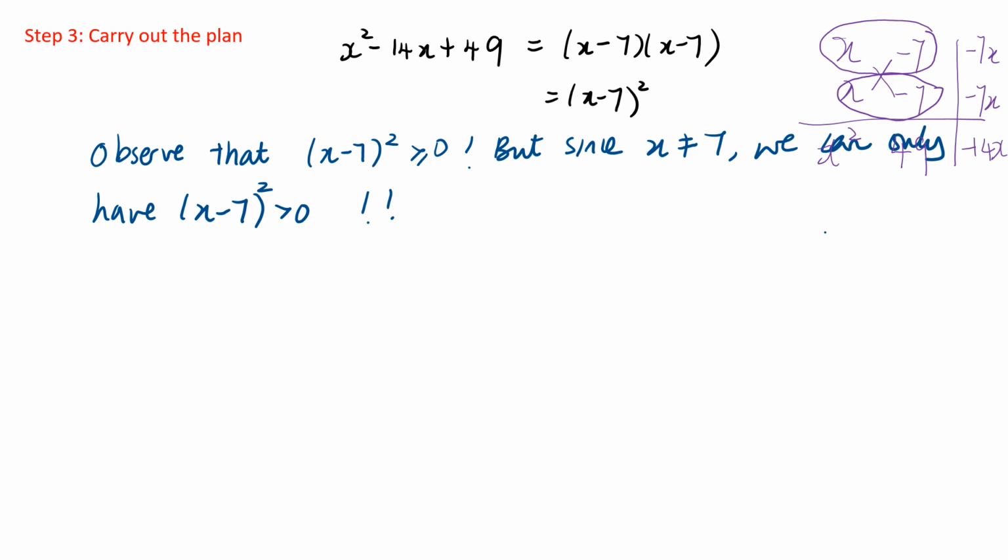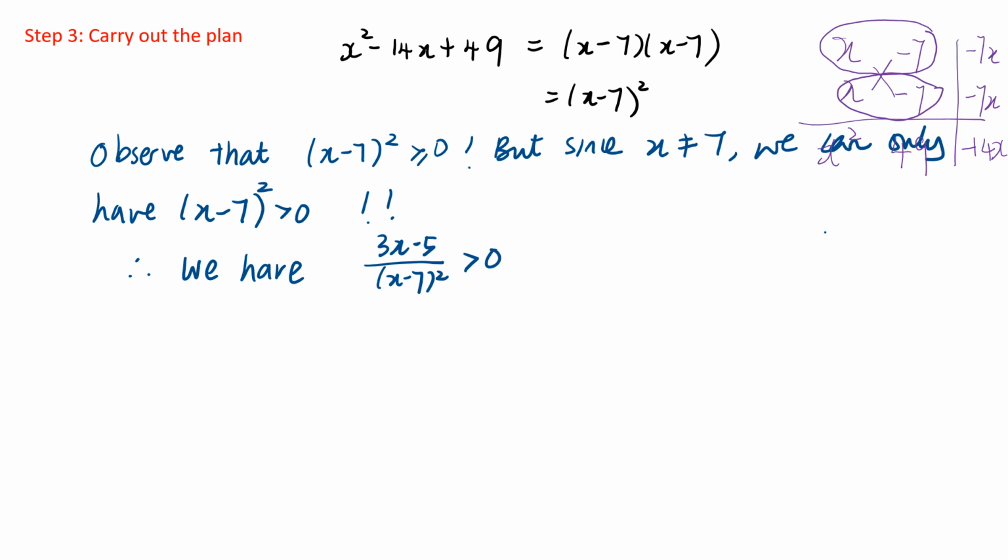But remember what we said earlier on in the question. We said that x cannot be 7 because that will make the denominator 0, and we cannot allow that to happen. So if x cannot take the value of 7, then (x minus 7) squared is strictly more than 0. So we can rewrite the fractional inequality as such: 3x minus 5 over (x minus 7) squared is more than 0.